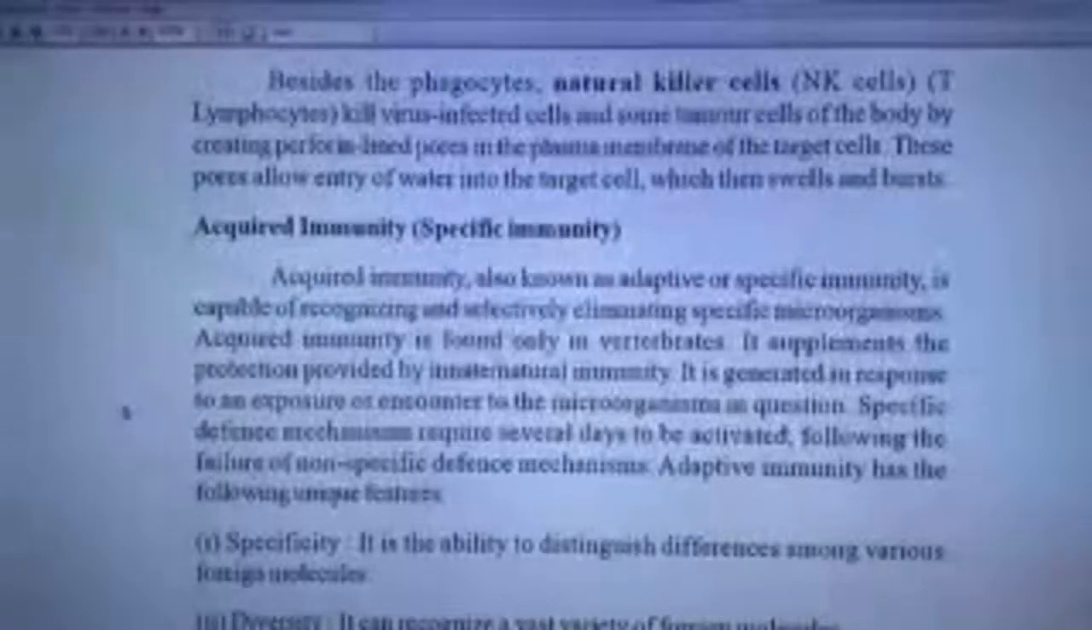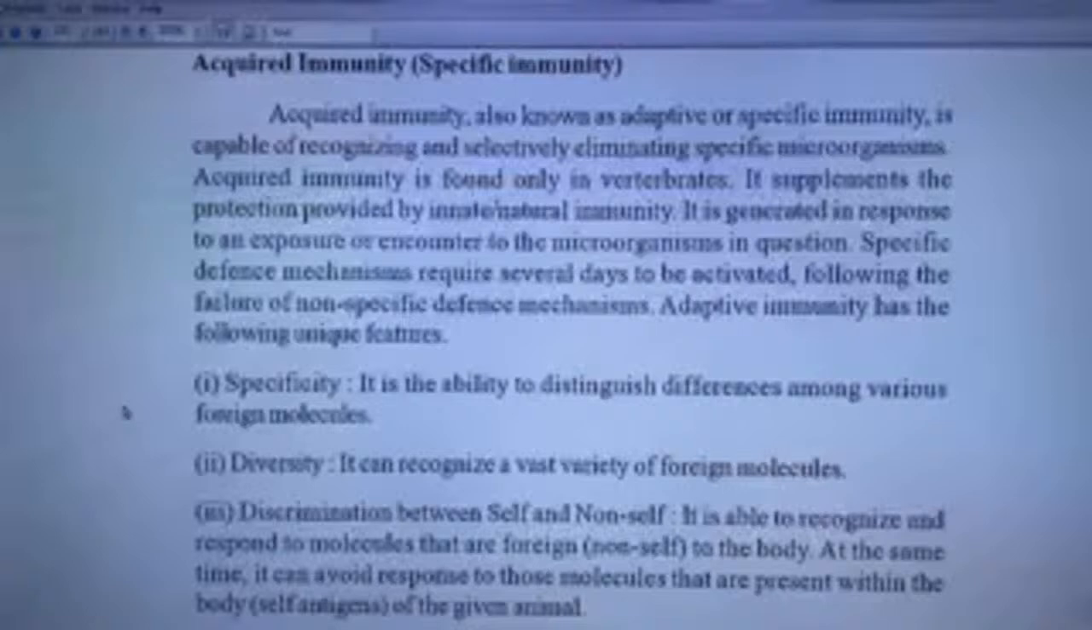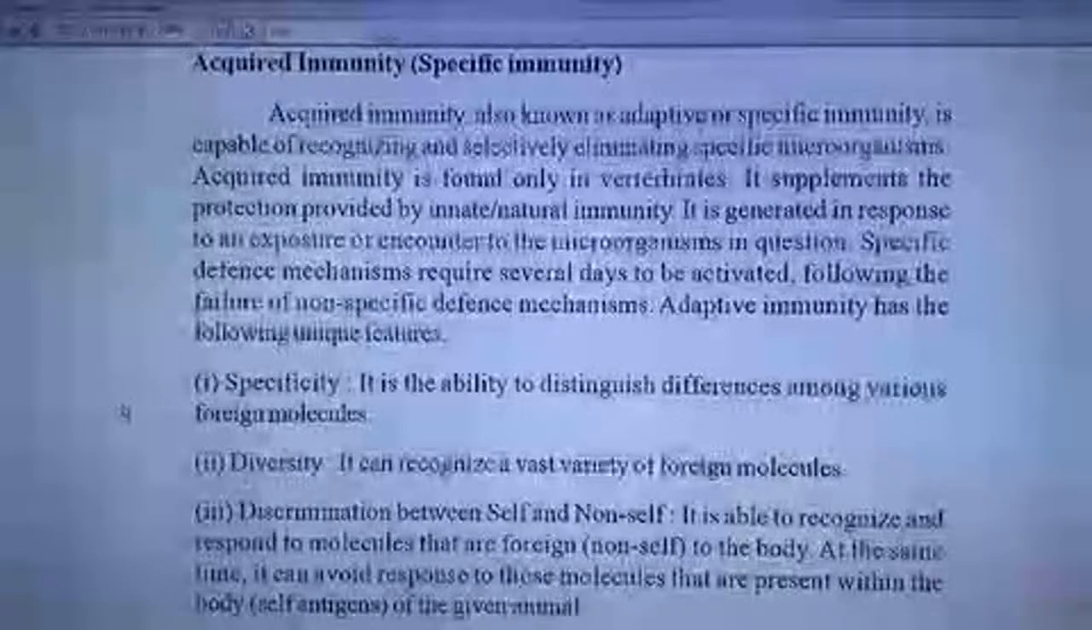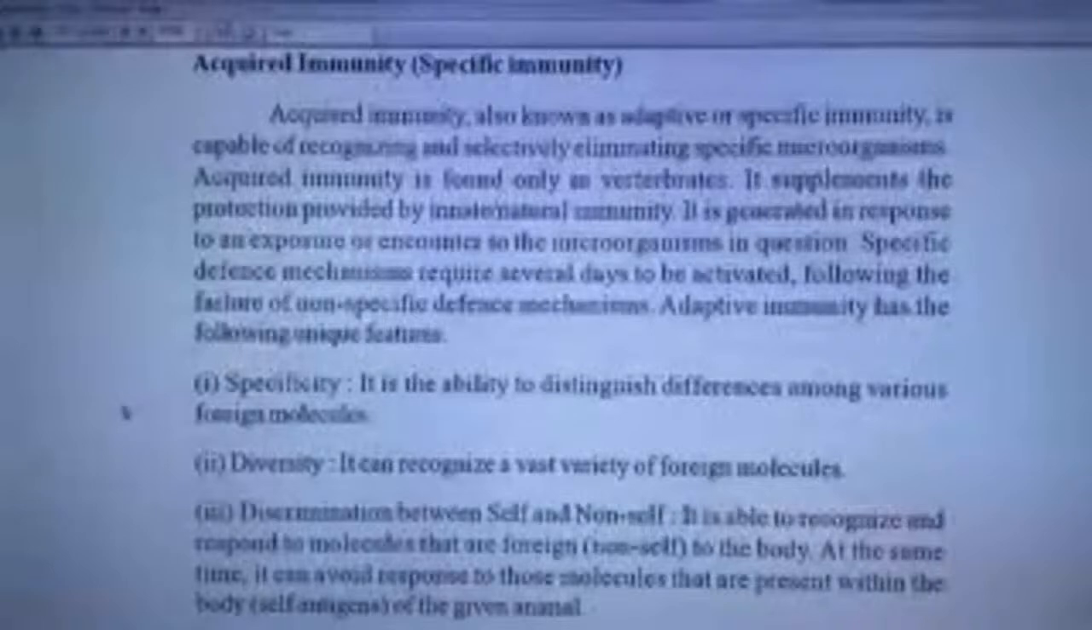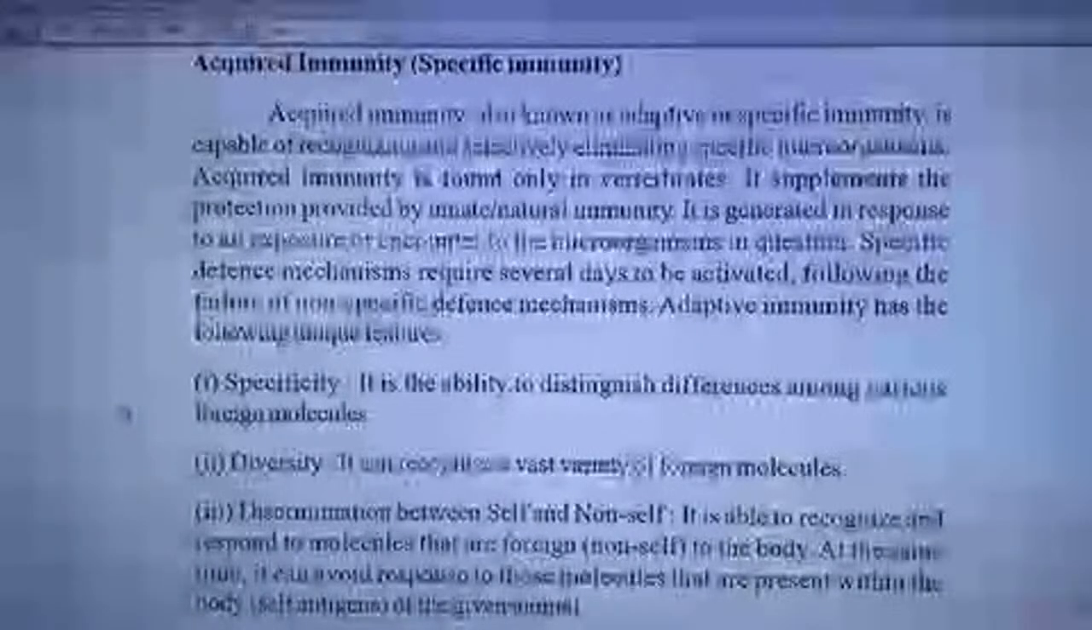Acquired immunity, specific immunity. Acquired immunity, also known as adaptive or specific immunity, is capable of recognizing and selecting. Acquired immunity is found only in vertebrates. It supplements the protection provided by innate natural immunity and is generated in response to an exposure or encounter to the microorganism in question. The mechanism requires several days to be activated.